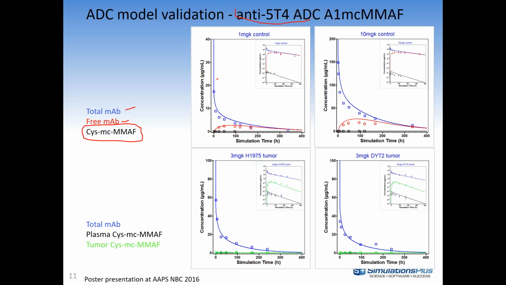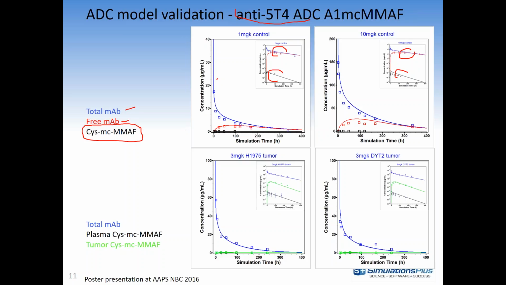I believe these were mice without tumors. So we are only looking at the free and total antibody in the plasma and the concentration of the small molecule in the plasma. And you can see that for both doses, the model accounted nicely for all different species.